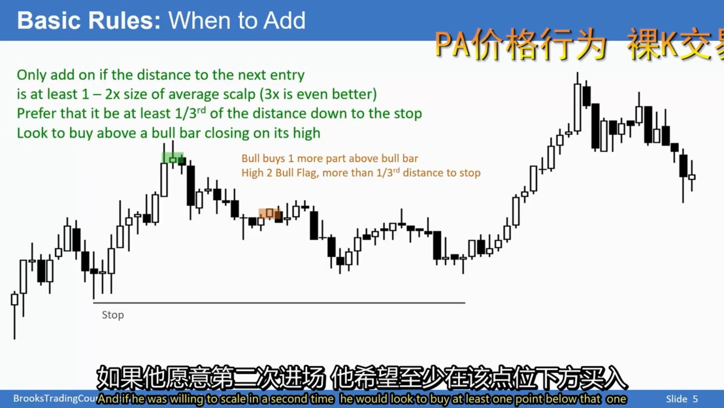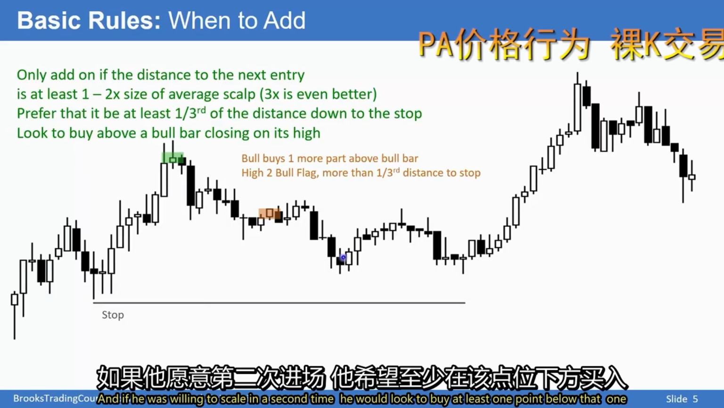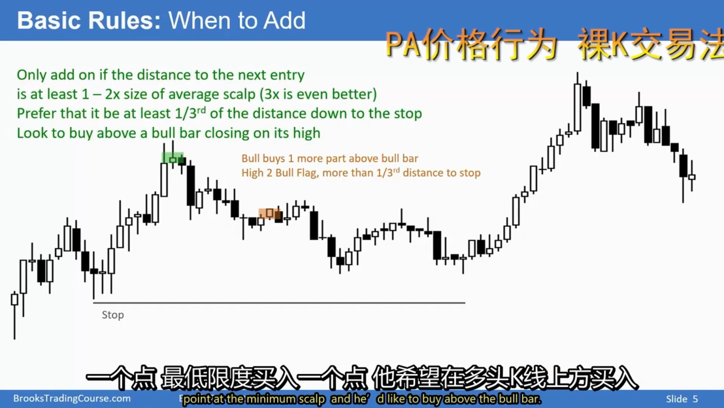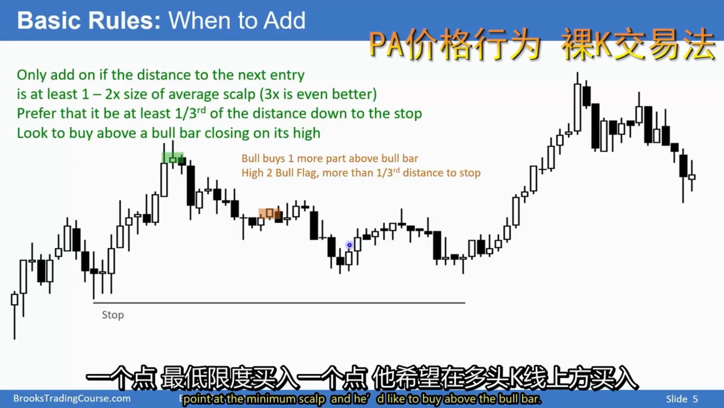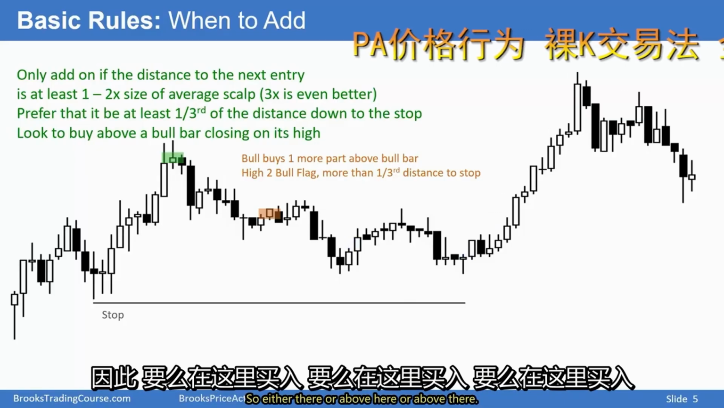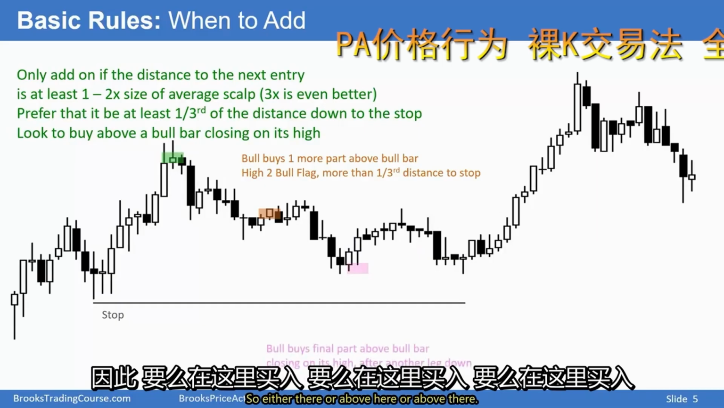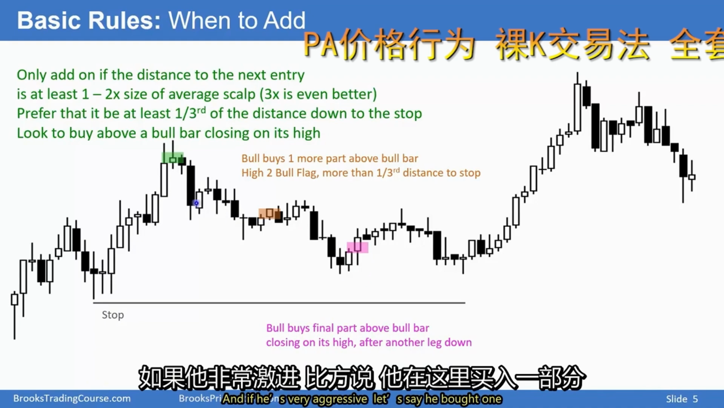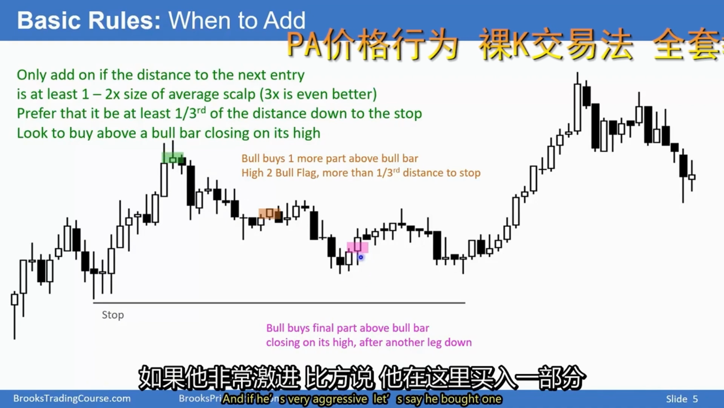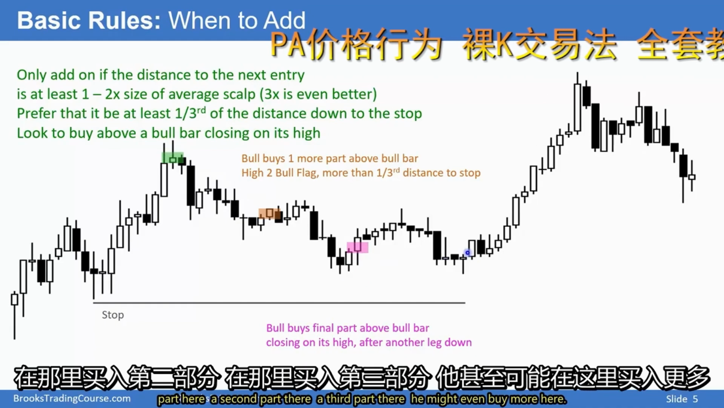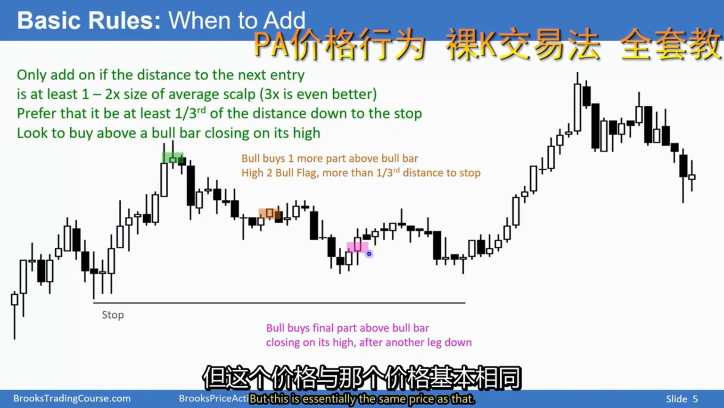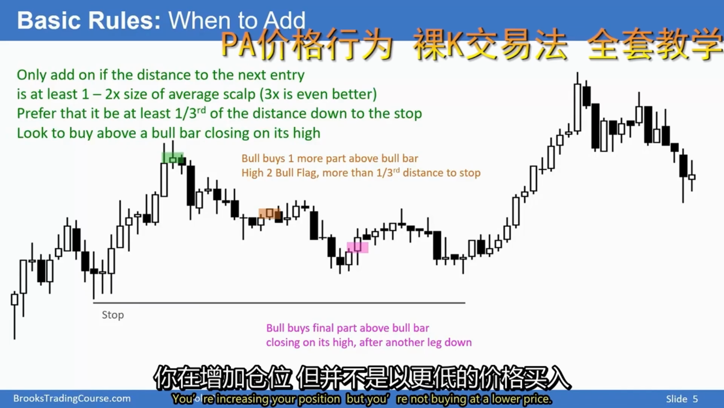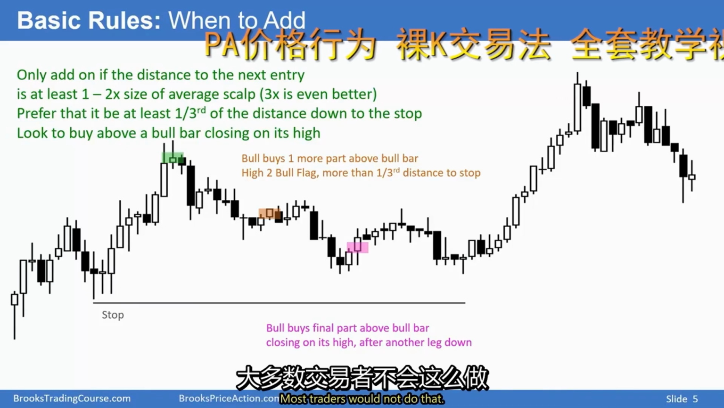And if he was willing to scale in a second time, he would look to buy at least 1 point below that, 1 point the minimum scalp, and he'd like to buy above a bull bar, so either there or above here or above there. And if he's very aggressive, let's say he bought 1 part here, a second part there, a third part there, he might even buy more here, but this is essentially the same price as that. You're increasing your position, but you're not buying at a lower price. Most traders would not do that.